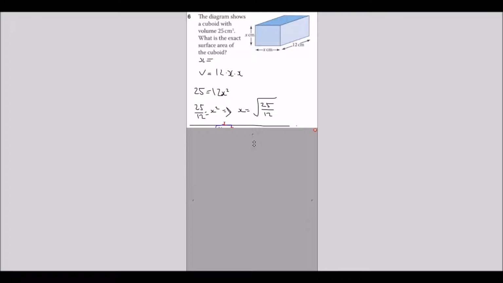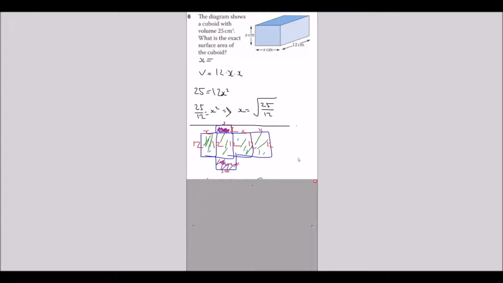Next step, okay, I'm going to have to figure out what the surface area is. For this, I'm going to find it in terms of x first. It just looks a bit neater. I don't want to start sticking in all these values all the time. So I'm going to draw the net out. Yeah, that's right, this is what dropping out in year 9 looks like. So we've got the net of our cuboid. We've got 4 rectangles which are all the same.